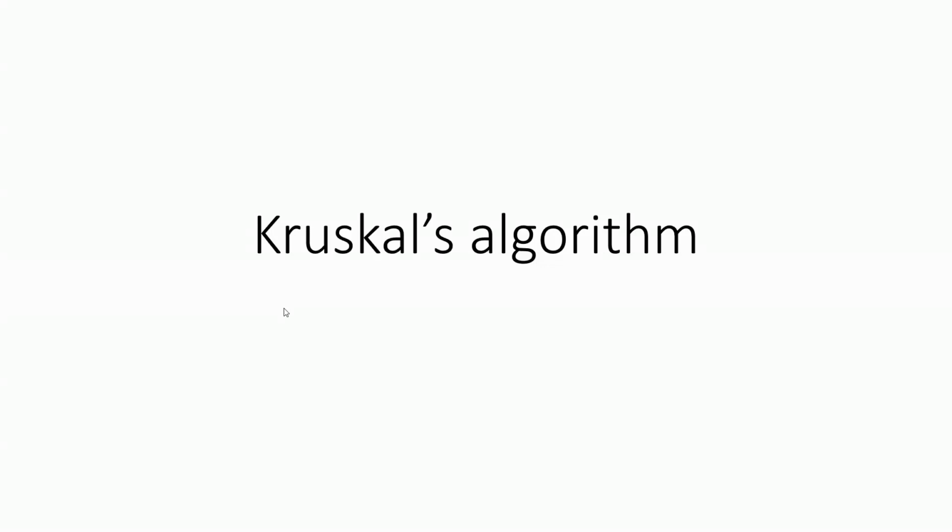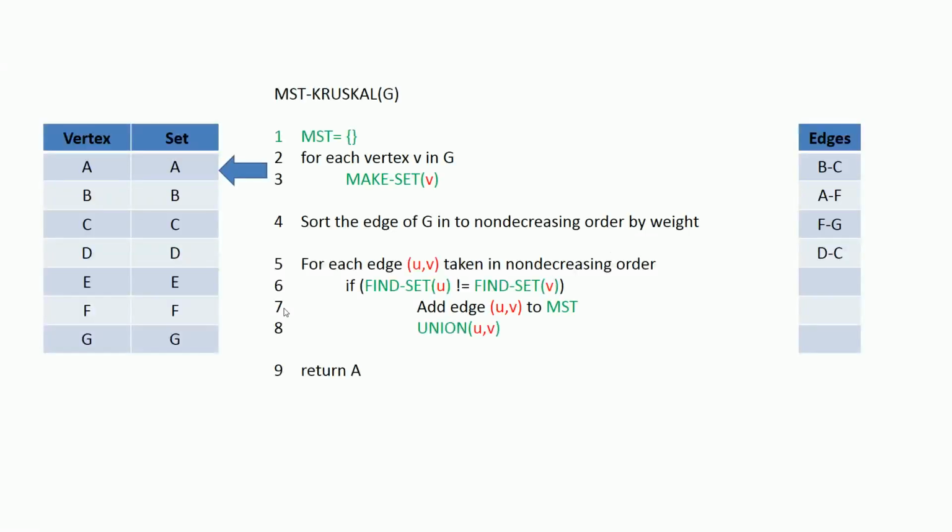Okay, let's implement Kruskal's algorithm. Now this is our pseudocode for Kruskal's algorithm. In order to implement this pseudocode, we need two things. We need a list of sorted edges and a table which contains vertices and the sets which the corresponding vertices belong to.